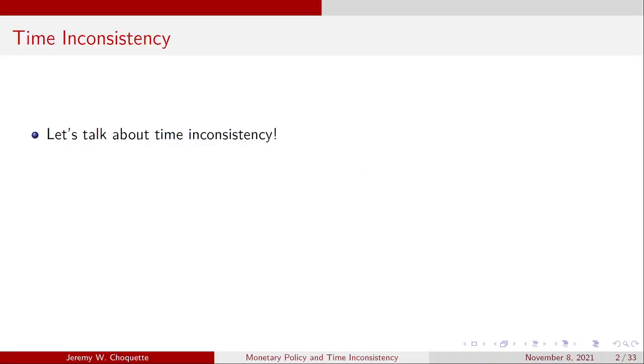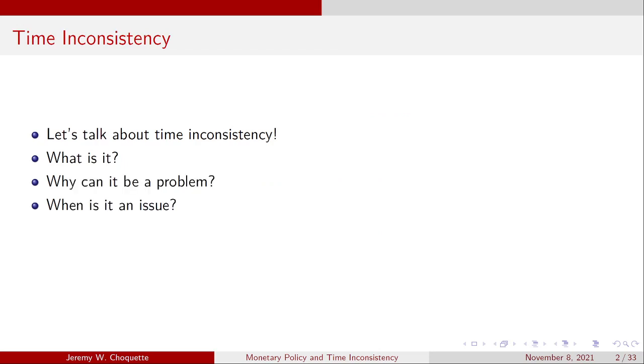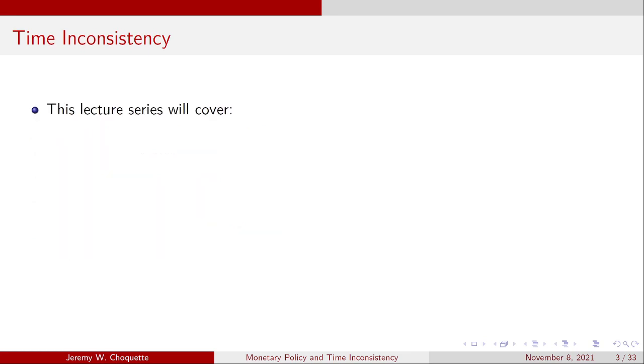So let's talk about time inconsistency. We're going to talk about what it is, why it can be a problem, when it's an issue, which I guess is part of why it can be a problem. Most importantly, we're going to talk about how it affects monetary policy, and we're going to talk about a lot of other stuff too. We're going to discuss an existing, albeit relatively early and simple, economic model of monetary policy and time inconsistency and kind of what the issues are that can arise from it.